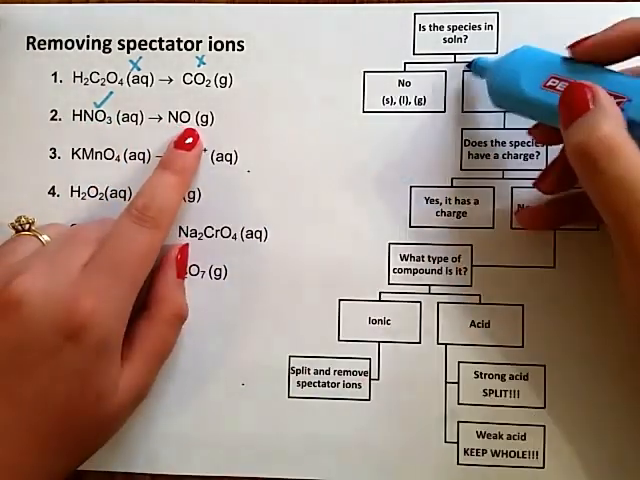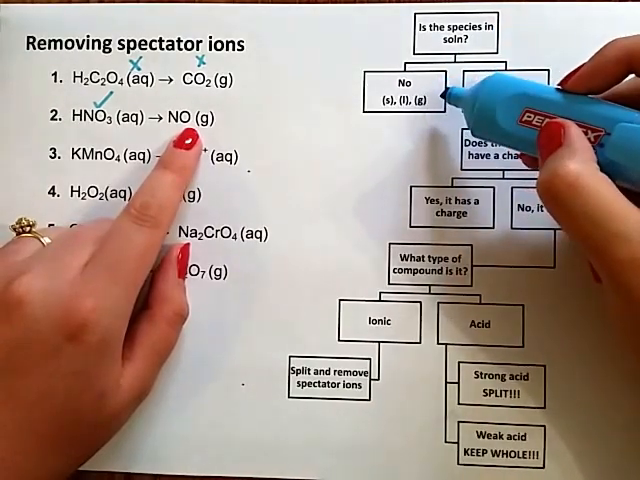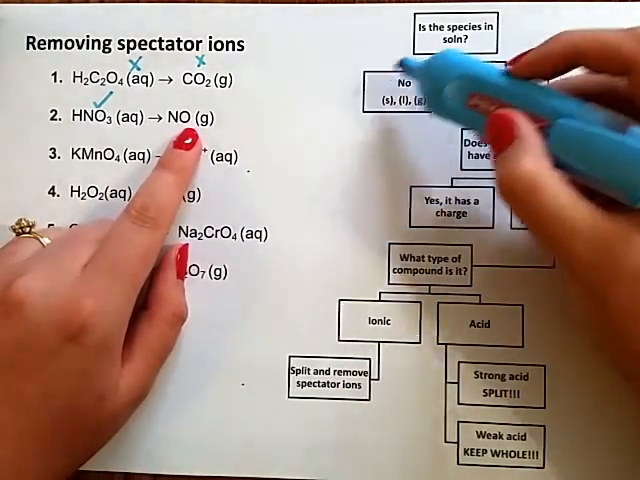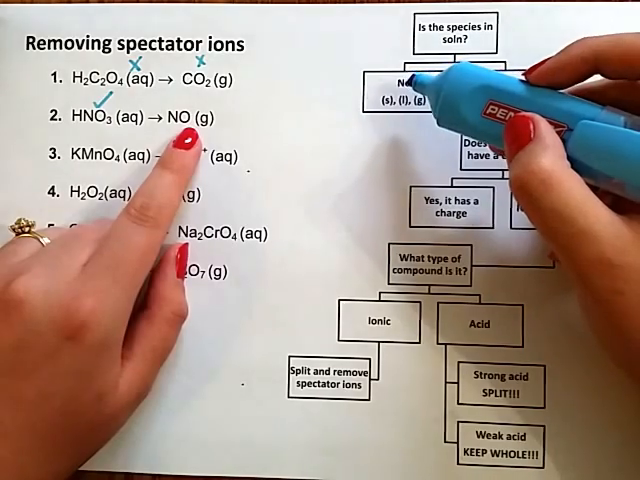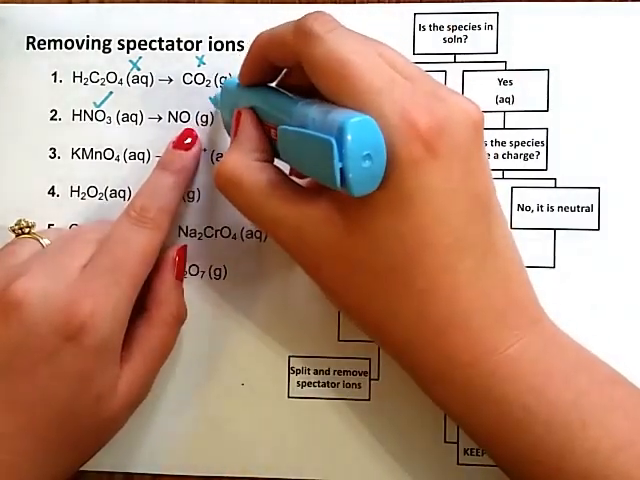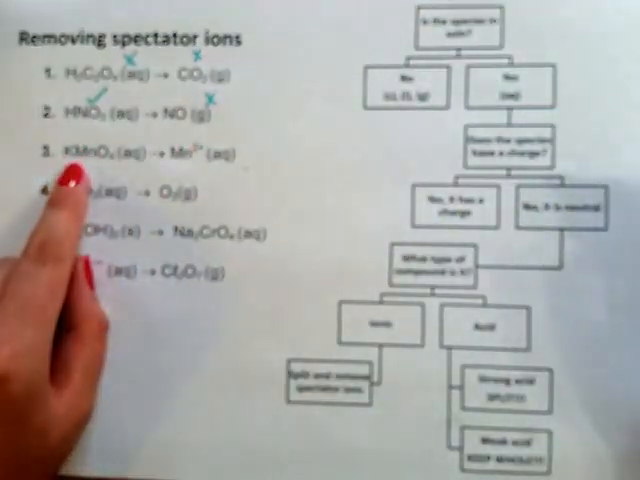Nitrogen monoxide gas, the species is not in solution. Therefore, you cannot remove any spectator ions. Moving on to the third example.